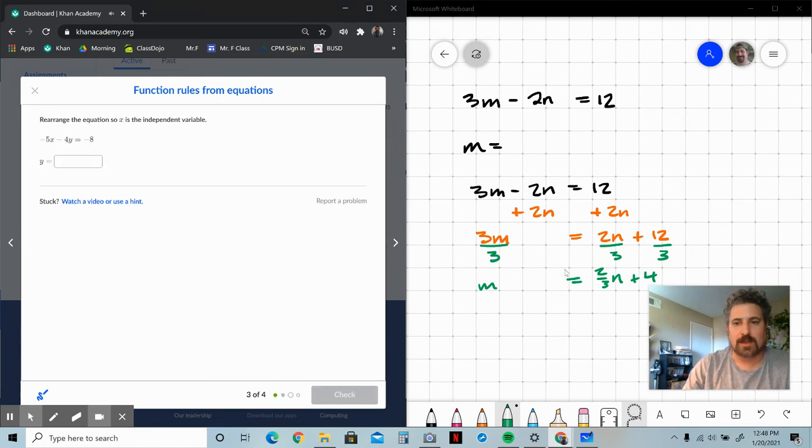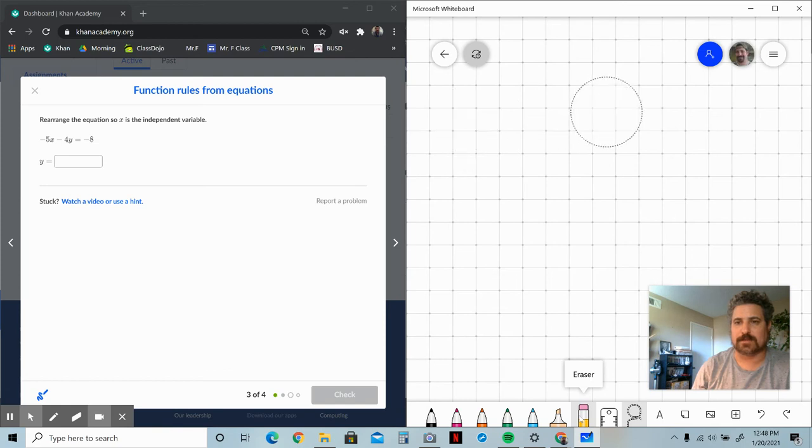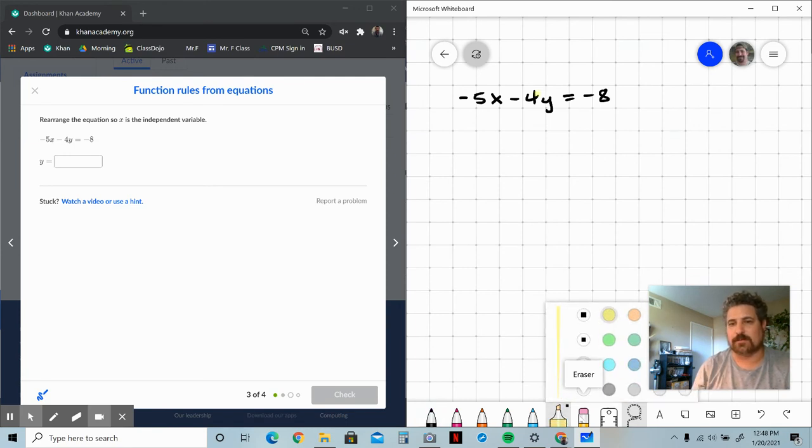Okay, and now let's go to the next one. So hopefully this time I can read it carefully and not make a silly mistake like I just made. So this one is going to be negative 5x minus 4y equals negative 8. It says you want to solve so x is the independent variable, which means you want to get y by itself. So y is the dependent variable. So we're trying to isolate the y.